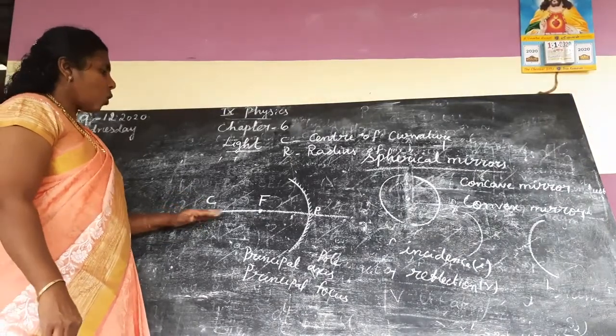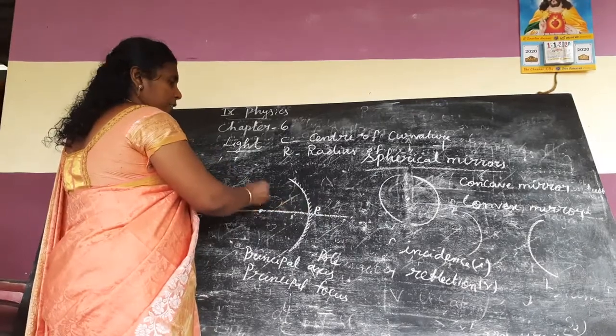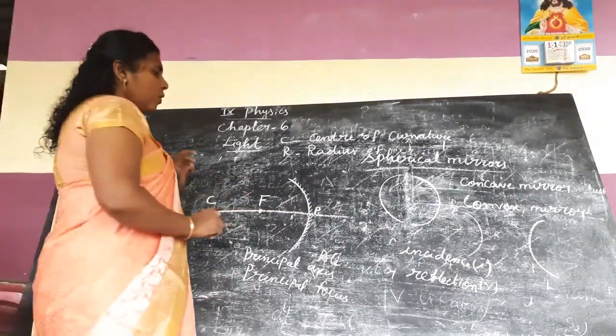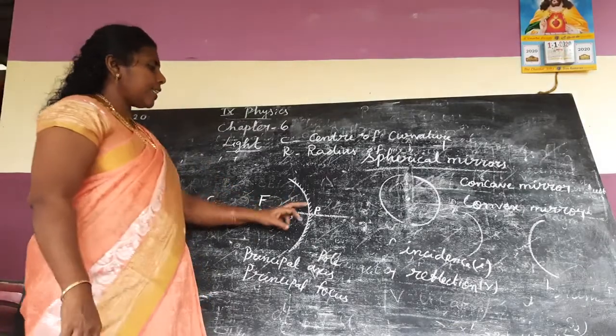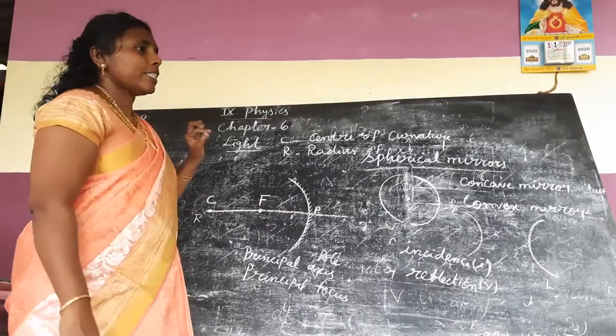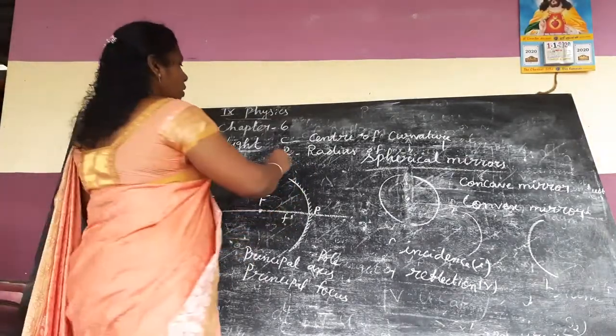Then now you know pole, principal focus, and C means what? Center of curvature. Then focal length. Focal length means the distance between the pole and the principal focus only. That focal length is denoted as small f. Small f means what? Focal length.